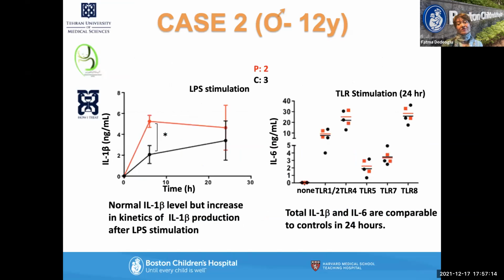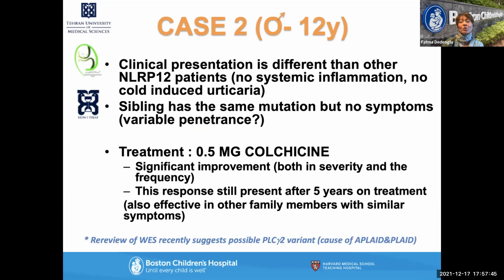In the meantime, we also did LPS stimulation, which in NLRP12 disease gives normal IL-1 levels, but the kinetics of IL-1 production would be increased, as has been described in the literature. We did that, and it really showed the same, fitting with the NLRP12 phenotype. At the time, as I told you, I use colchicine a lot, so we treated him with colchicine even before doing all this, when we didn't know what else we could give him. We didn't know what he had. And colchicine actually caused a dramatic improvement. The whole family is using it and they are doing well on it.